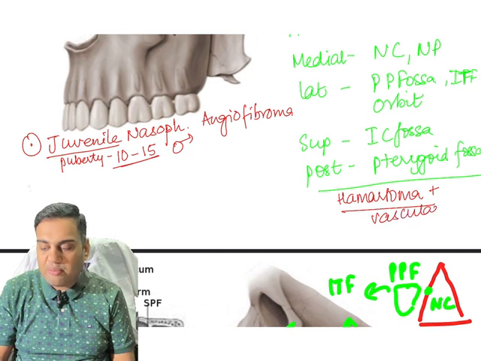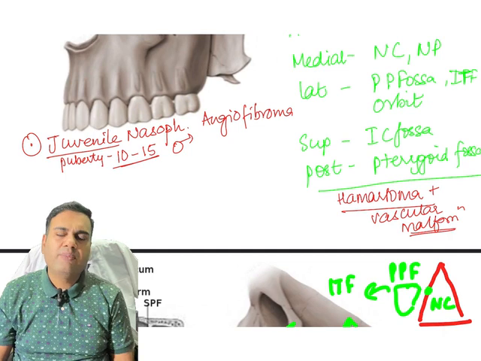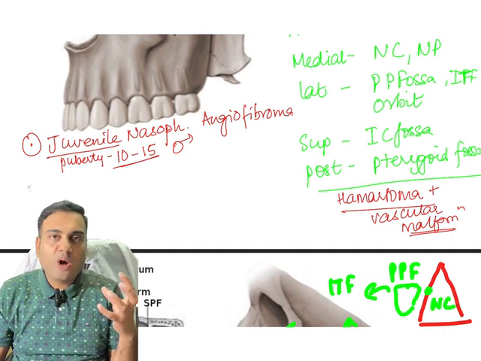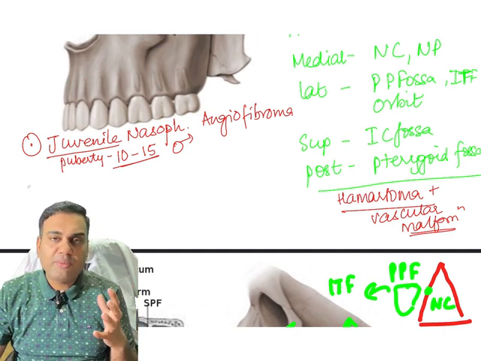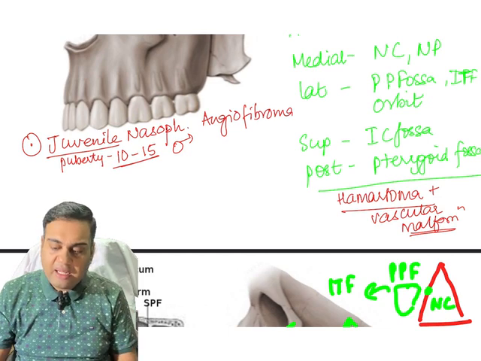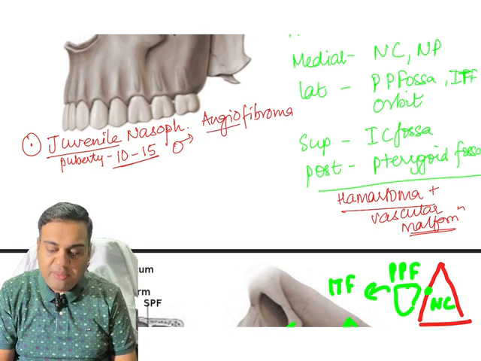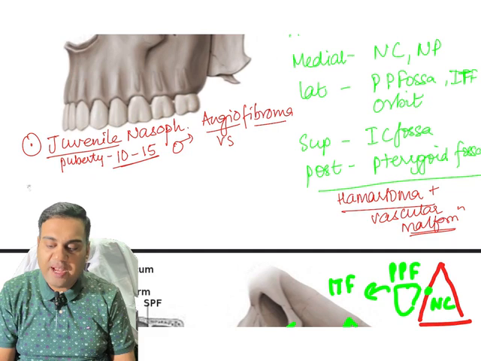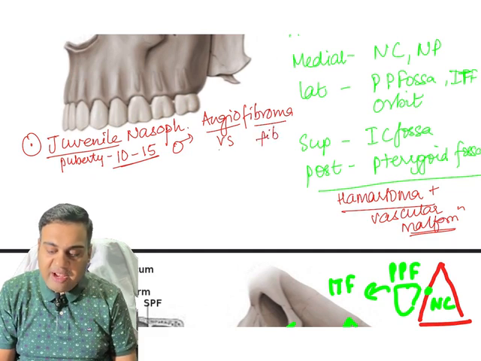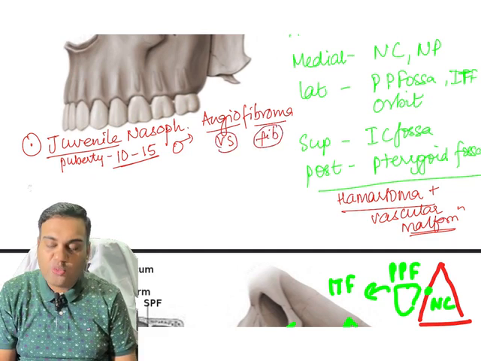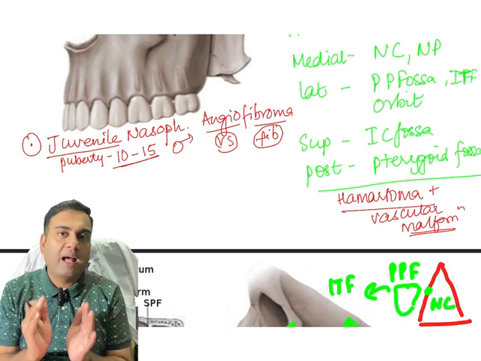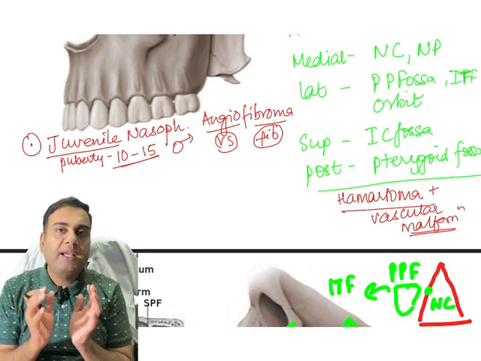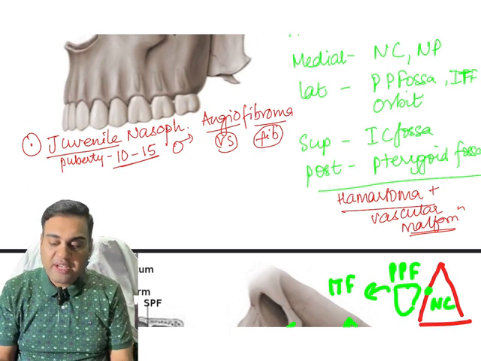Many times it feels like this is a confusing thing. How will we remember this? So don't try to remember it. Basically this is an angiofibroma. Angio means vessel and fibroma means fibrous tissue. So it has vascular tissue as well as fibrous tissue. Therefore this is a vascular malformation, and it is happening under the influence of testosterone.